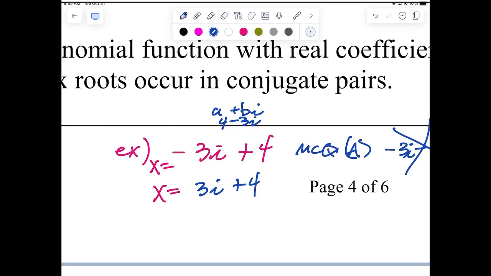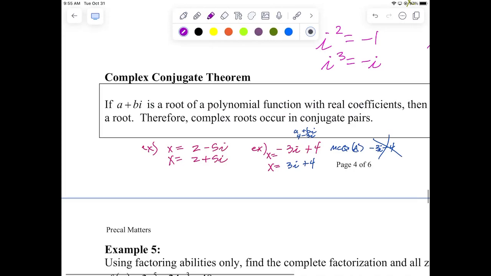Now you could say if 4 minus 3i is the root, so is 4 plus 3i. So it's very important that you know that you're changing the sign of the i part, not just the middle term. Got it? Okay, so now we've avoided a potential trap on the test, right?